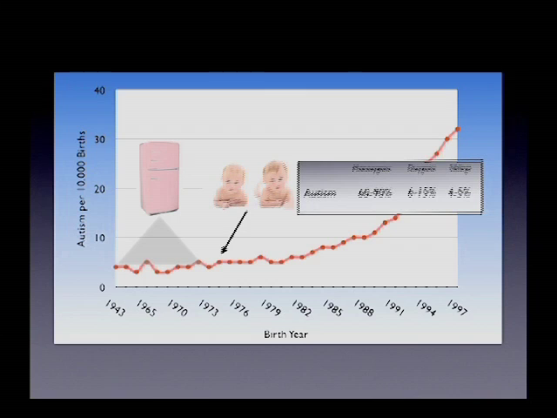If you look at dizygotic twins, so they have the same mom, they shared the same womb, but they don't share all their genes, then the concordance was only about 15%. And if you look at siblings, the concordance again is somewhere between 4 and 5%. Okay, so this tells us two things. The first thing it tells us is that there is likely a genetic susceptibility to autism. Now, this doesn't mean that there's a genetic cause, but it does tell you that your chances of getting it are somehow affected by your genes.